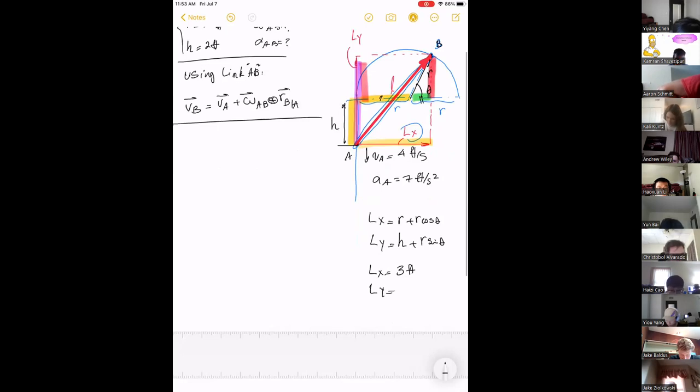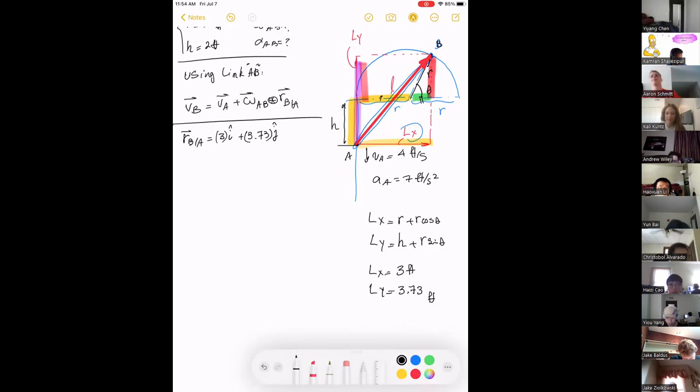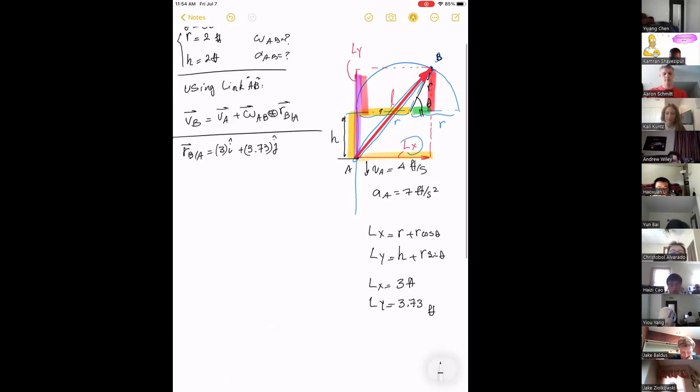And Ly is going to be 3.73. So if that's the case, R B with respect to A is going to be 3i plus 3.73j. That part might have been a little tricky because you usually go with sine cosine directly. This geometry was slightly different. Okay. Any question about this? So I use the geometry to get all these parameters.